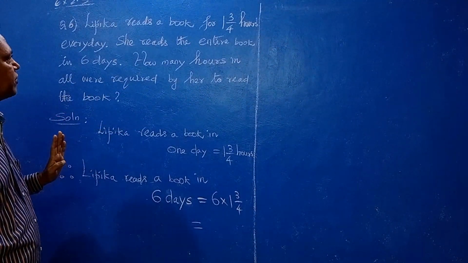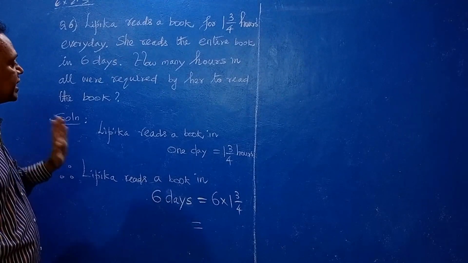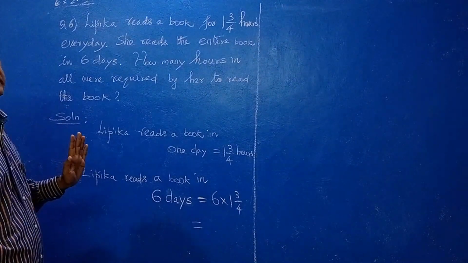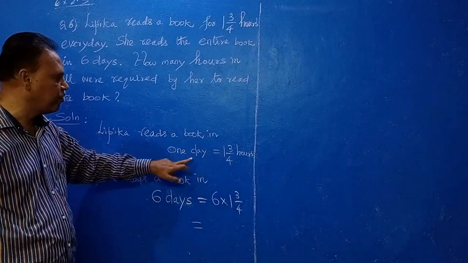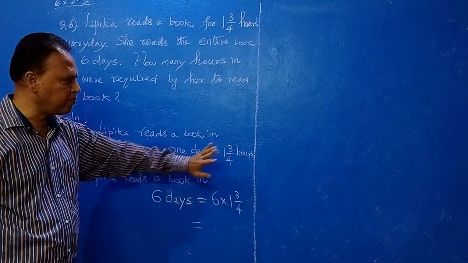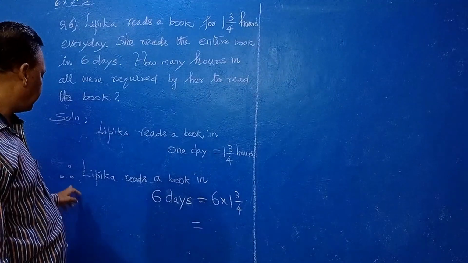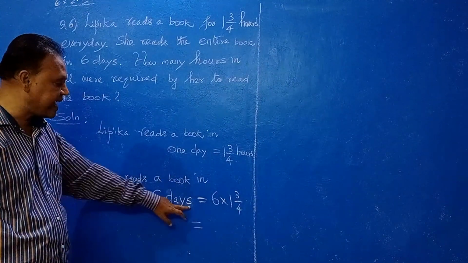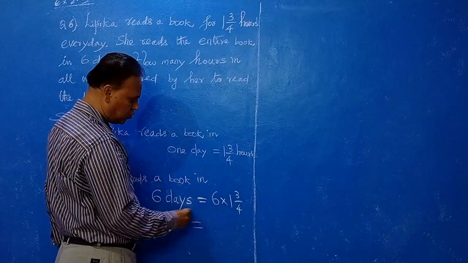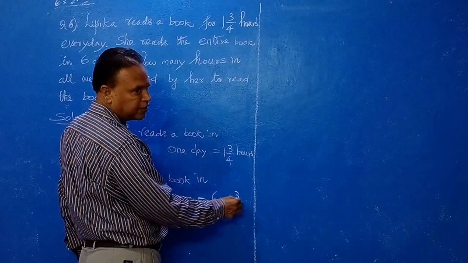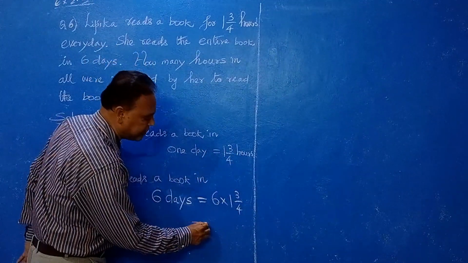That means 6 days. Okay, how many hours will she read the book? You have to find out. You see, Deepika reads a book in 1 day is given, 1 3/4 hours. Therefore, Deepika reads the book in 6 days means multiply by 6. 1 day means this much hour is given. So 6 days means multiply by 6. Then easily you can simplify.